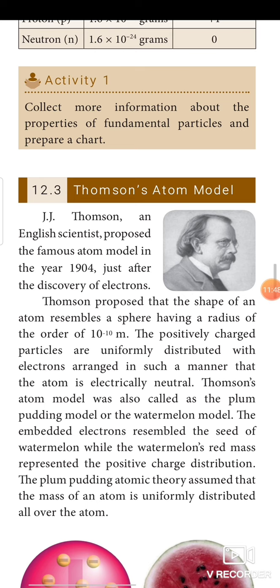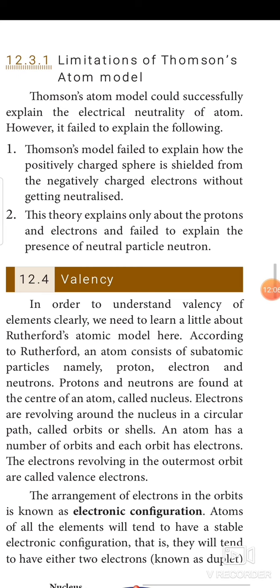What are the limitations of J.J. Thomson's atom model? Thomson's atom model could successfully explain the electrical neutrality of an atom, but it failed to explain a few things. What are they? Thomson's model failed to explain how the positively charged sphere is shielded from the negatively charged electrons without getting neutralized. This theory explains only the protons and electrons and failed to explain the presence of the neutral particle called the neutron.